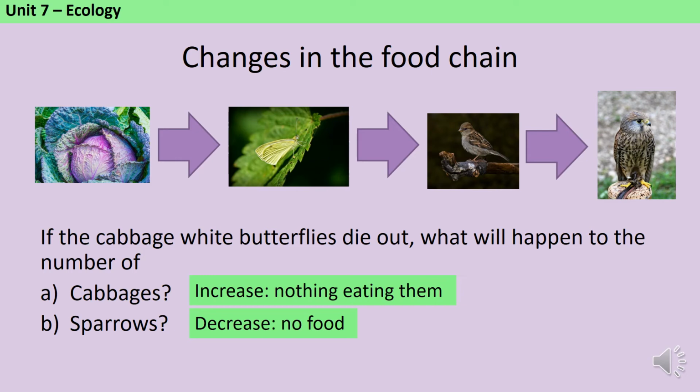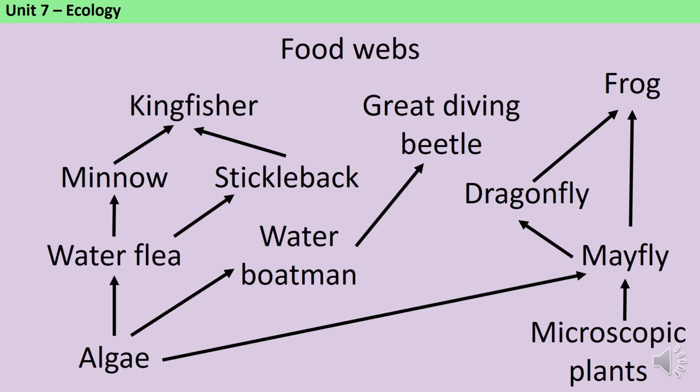Of course, in real life, things aren't quite this straightforward because most organisms have more than one food source. So now we need to look at food webs. Here's a food web representing a British river system. As you can see, it's made of lots and lots of interlocking food chains joined together. Let's see what happens if one of these organisms is removed.